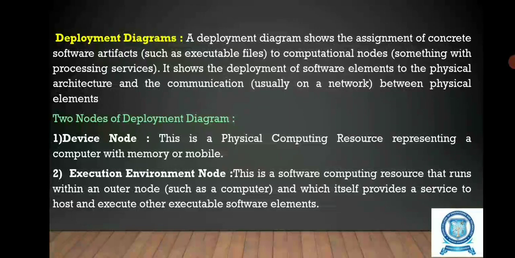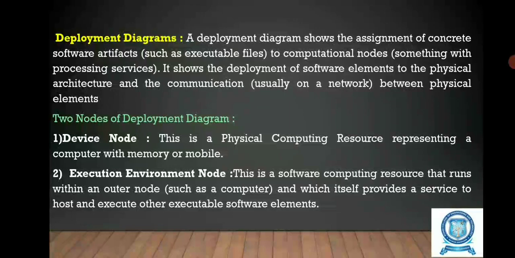A deployment diagram shows the assignment of concrete software artifacts, which may be executable files, to computational nodes, which may be processing services. It shows the deployment of software elements to the physical architecture and the communication, which may be usually on a network, between the physical elements. There are two nodes of deployment diagram, that is device node and execution environment node.